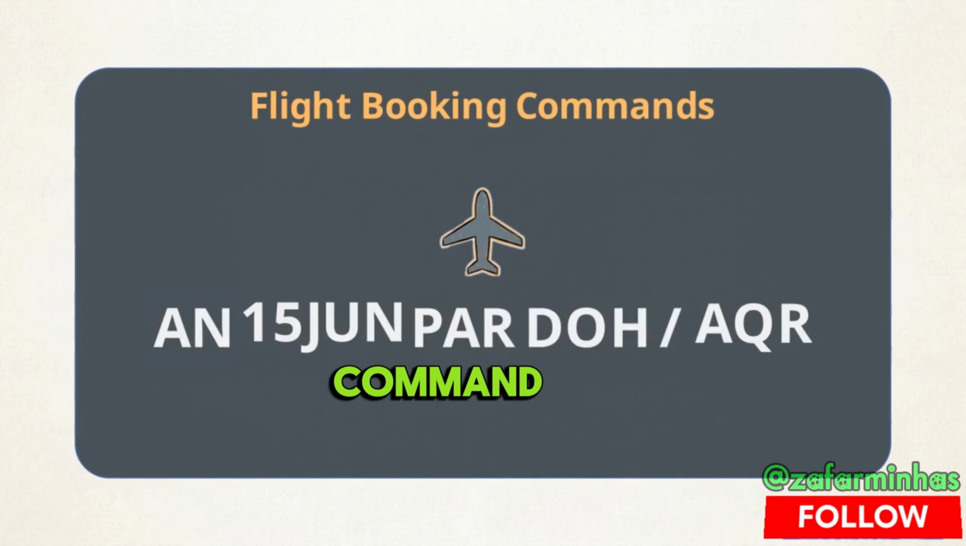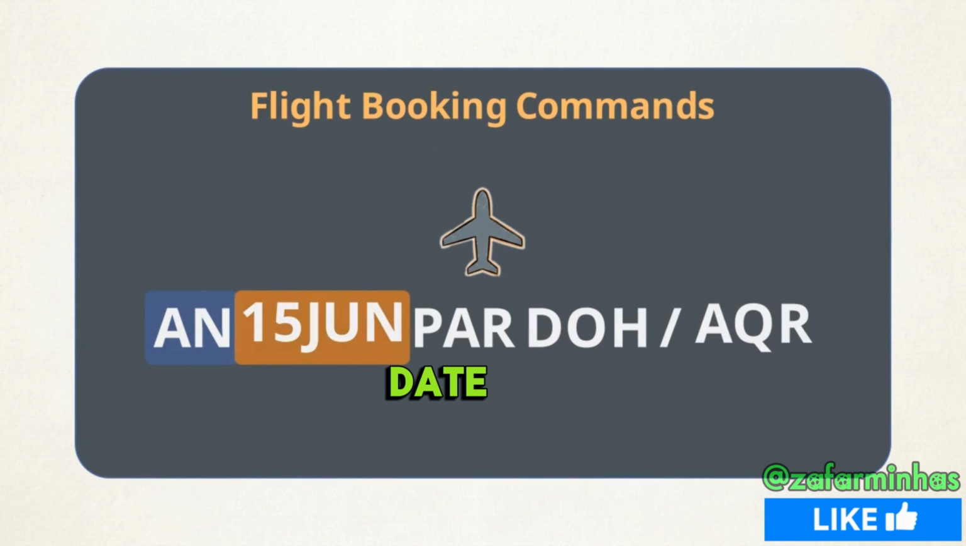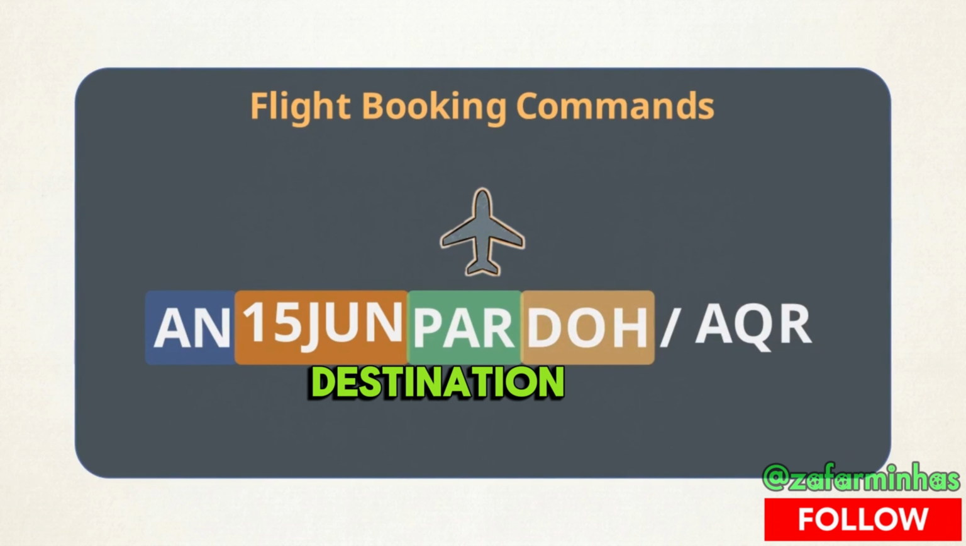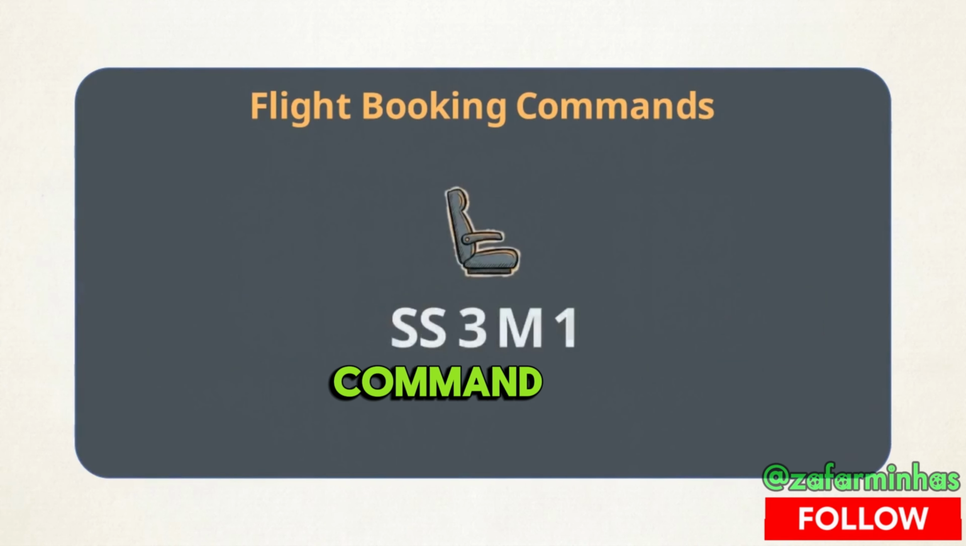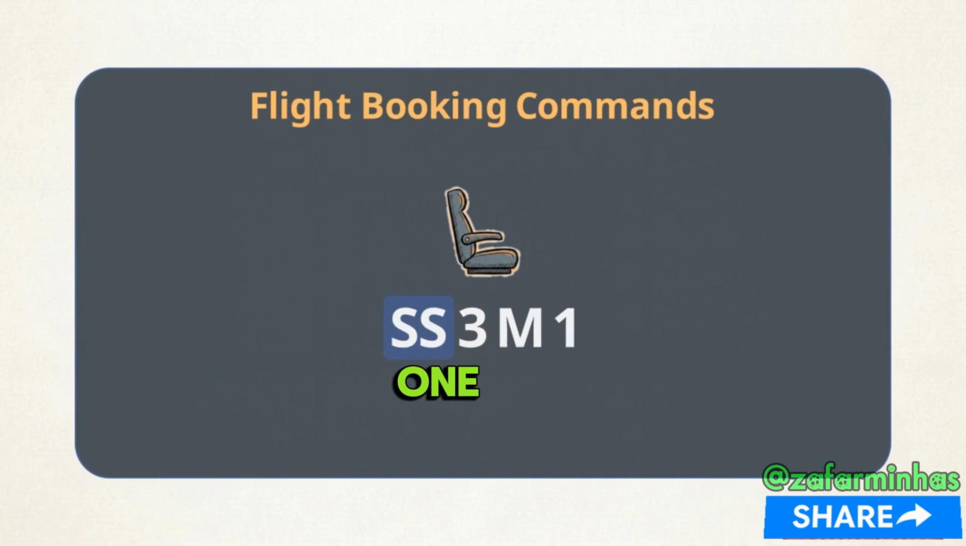We use the command AN, followed by the travel date, 15th June. Then we add the origin code for Paris, destination code for Doha, a slash, and A followed by QR for Qatar Airways. Once the availability displays, you sell the seats using the SS command. For example, typing SS3M1 tells the system you need 3 seats in M booking class from line reference number 1 on the screen.